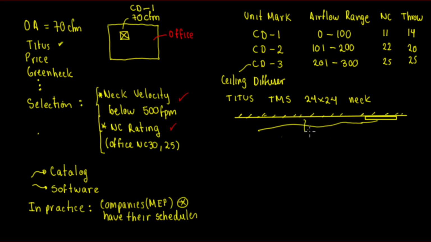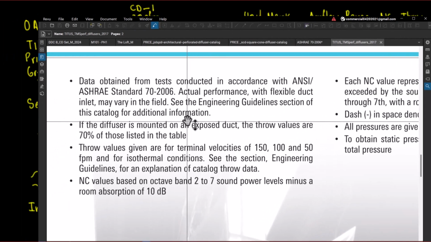So this is called the Coanda effect, lower pressure, Coanda effect, or surface effect. They call it surface effect too. So that's the reason that happens. If there's no ceiling, if this is exposed duct, then there's no Coanda effect. So you need to realize that this throw is going to be less, about 70% of those listed on the table.